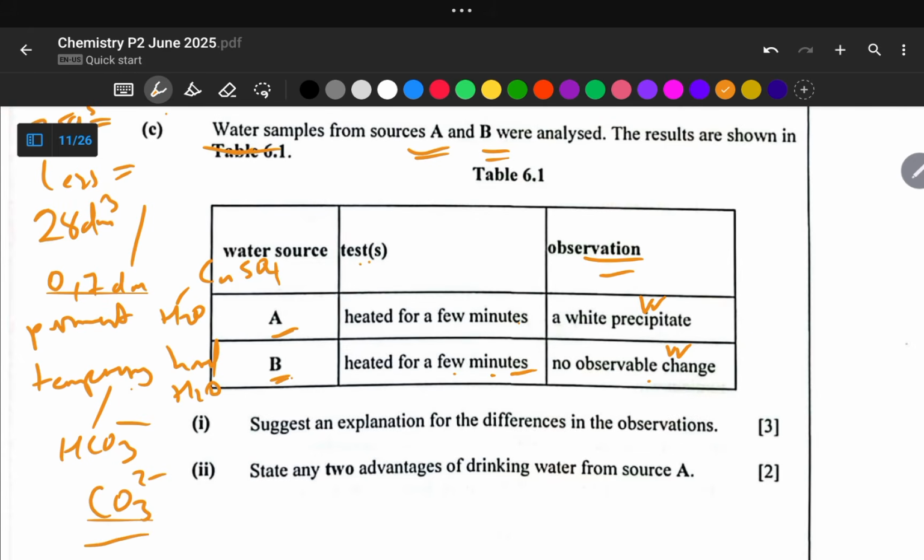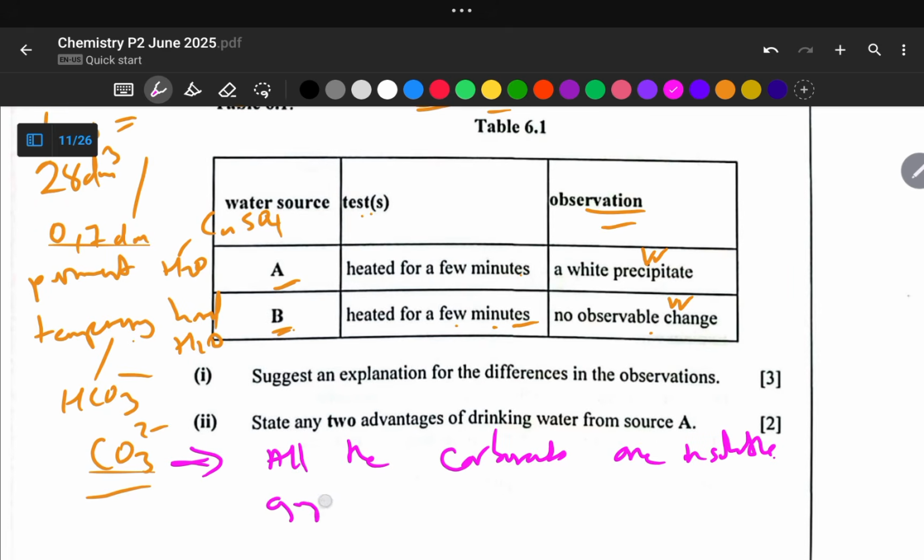And then from the understanding we have from acids, bases, and salts, we learned that all the carbonates are insoluble, except those from group 1 and ammonium. These are the only soluble carbonates, and all the other carbonates are insoluble, so they give the white precipitate. So we have calcium carbonate, the group 2 carbonates, which give this white precipitate. Are we together? For permanent hard water, we are not going to have any carbonates, so no observable change.